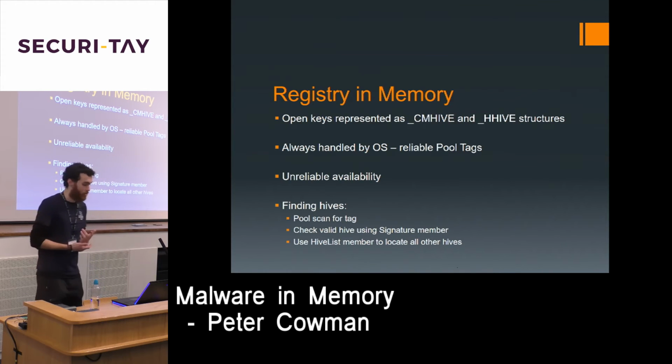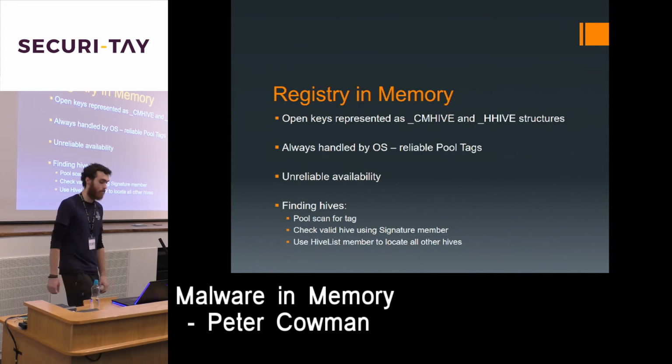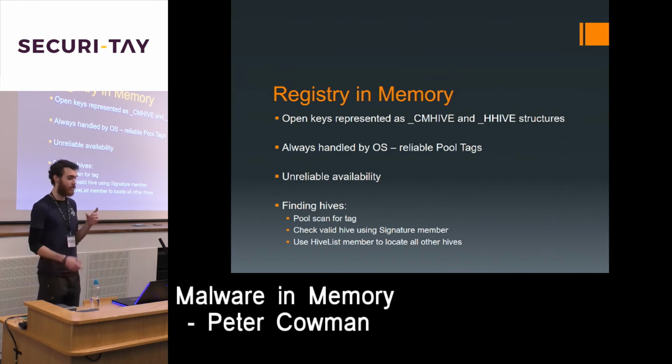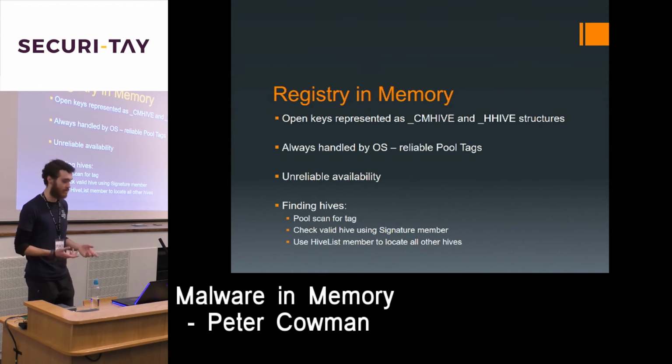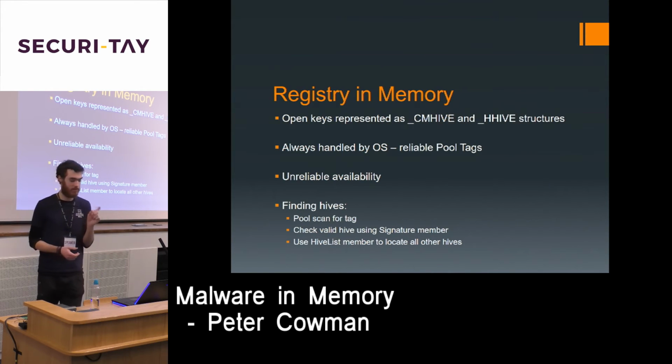If you're trying to find registry hives, again, you can scan your memory pools for the tags. You then have to check that it's valid, because you can get leftover hives which are no longer up to date. You have to check it's valid using the signature member, which is part of the header.